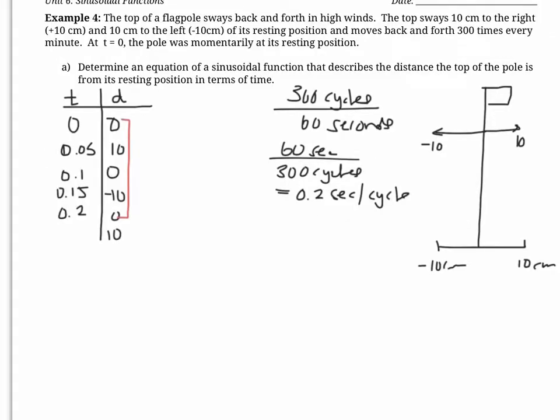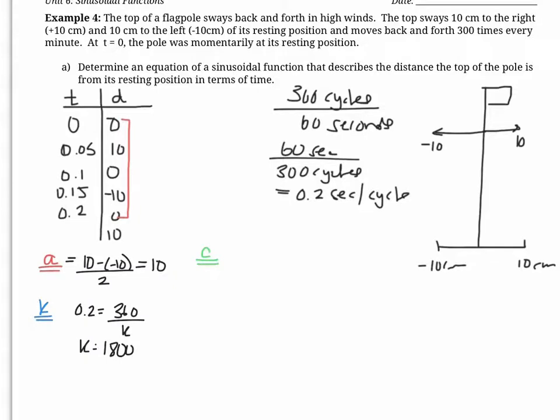So with this information, just in a t-table, we're able to come up with a bunch of our letters. So we can come up with our amplitude. Our amplitude is going to be our max minus our min divided by 2. So there it is. We can come up with our K value. Our K value is going to be related to our period. And we know that one period is 0.2 seconds. Our C value is just the equation of the axis, so the middle of the curve. So it's going to be the max plus the min divided by 2.